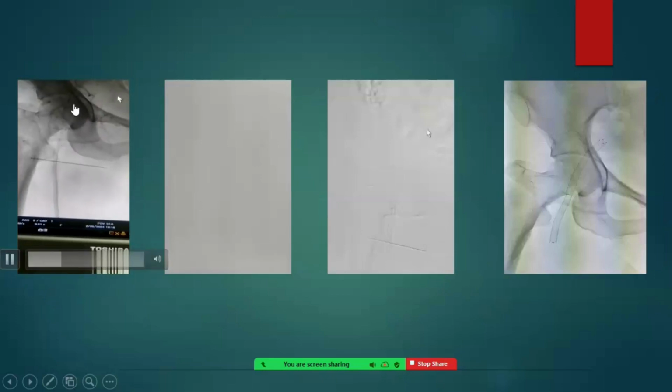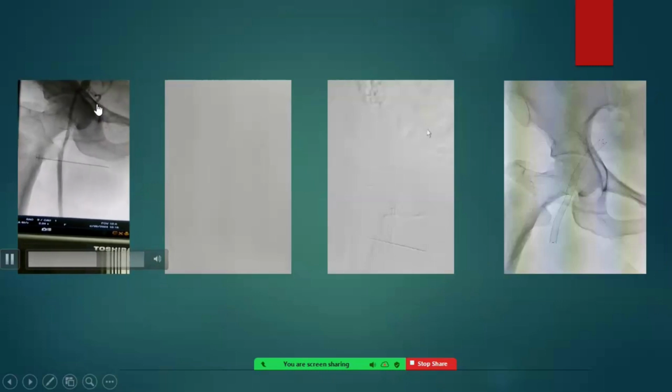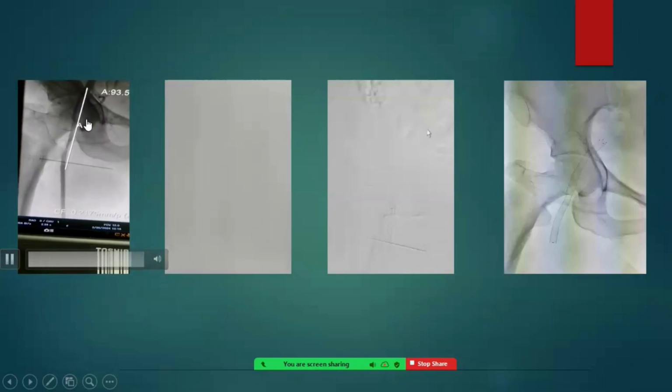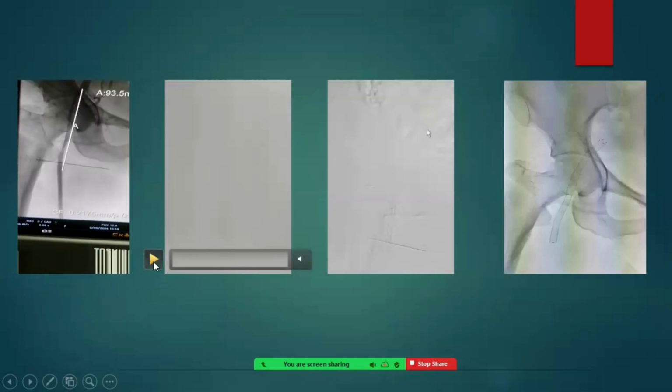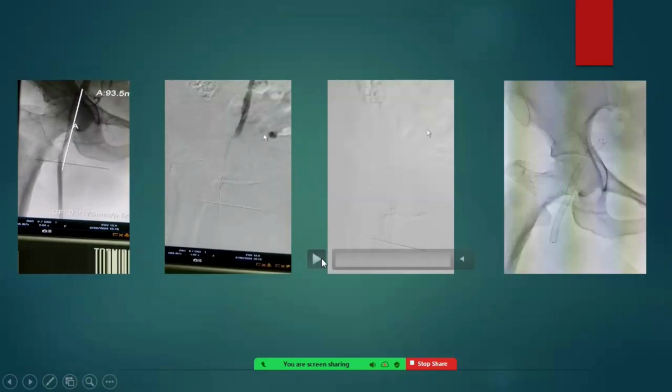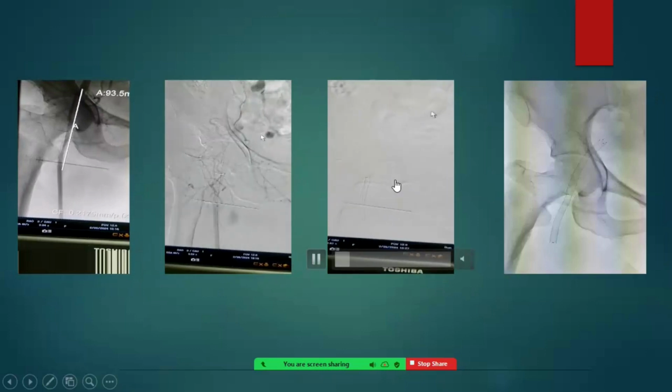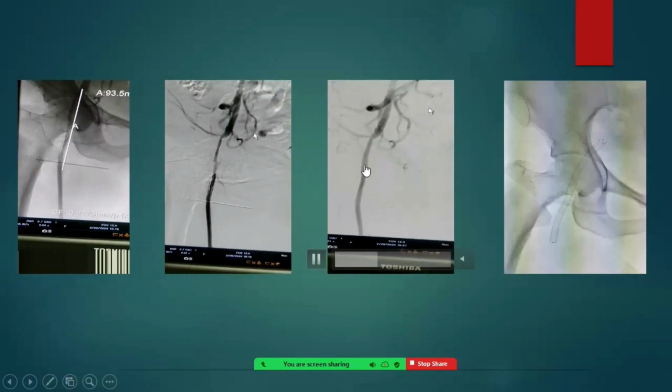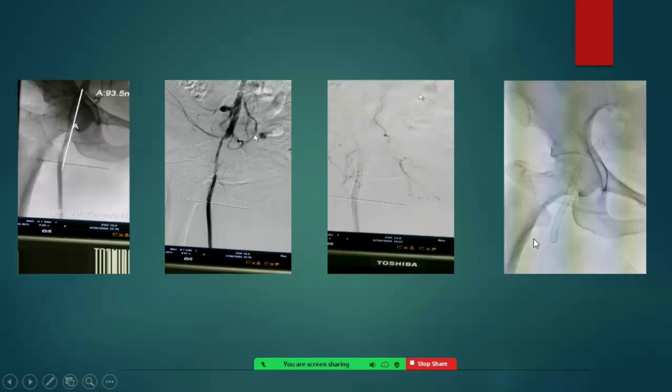Again, after ballooning, we have this 5 centimeter segment of the artery which initially showed the thrombotic disease and now shows only irregularity. The rest of the SFA shows proper flow. Only this segment shows faint opacification. So we put a stent in only this segment of the artery. This is again after the ballooning. This is after putting in the stent.